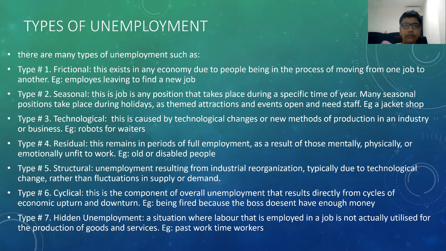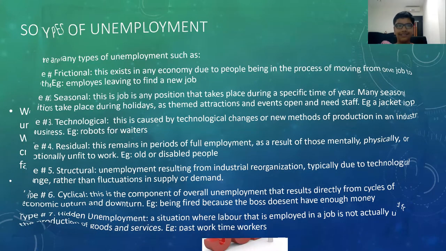Types of unemployment and their examples. Frictional. Employees leaving to find a new job. Seasonal. A jacket shop which is only used in the winter. Technological. Robots instead of waiters. Residual. Old or disabled people unable to work. Structural. Cyclical. Being fired because the boss doesn't have enough money. Hidden. Past work time workers.